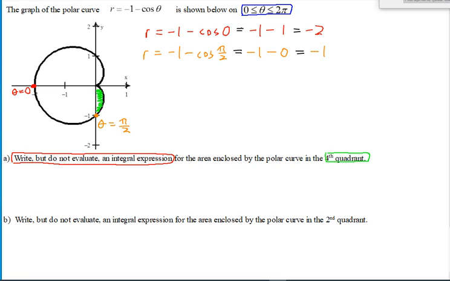So from this, what we can see is if we were asked to find the area in the third quadrant, right here, it would be from 0 to pi over 2. That's where it starts, that's where it stops, that would give us the area right there. And that's not what we're asked for, the fourth quadrant. So let's keep going. So now we've got r equals -1 minus, let's try the next easy angle, pi, cosine of pi.